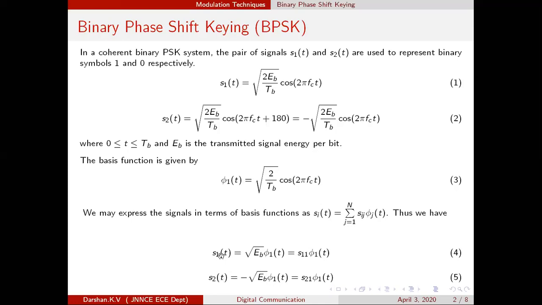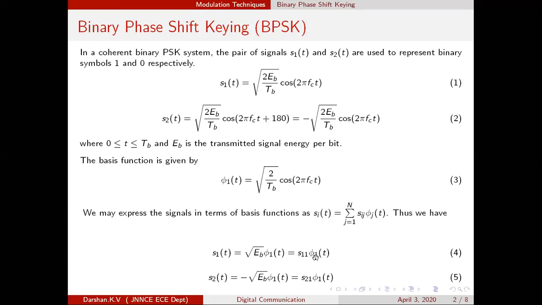So both signals S1 and S2 are expressed in terms of linear combinations of basis functions. Here there is no meaning of linear combination because there is no summation, as you are having only one basis function. So therefore root of Eb into phi 1 of t, and minus root Eb into phi 1 of t. Then as per this expression, what should this term be called? This is called S11 and this should be called S21.